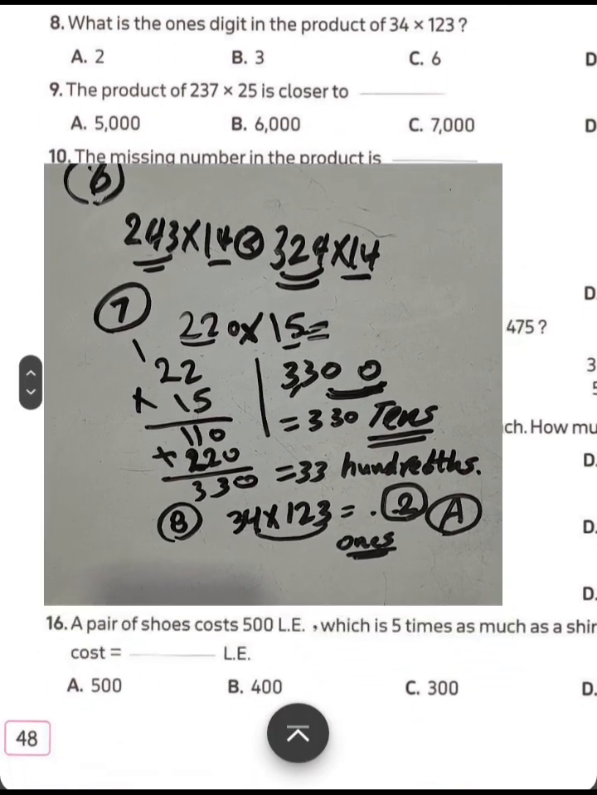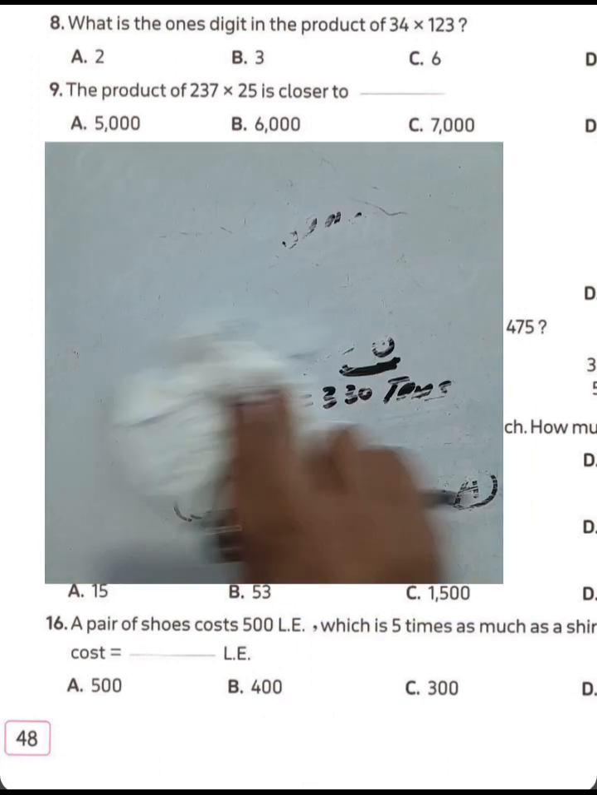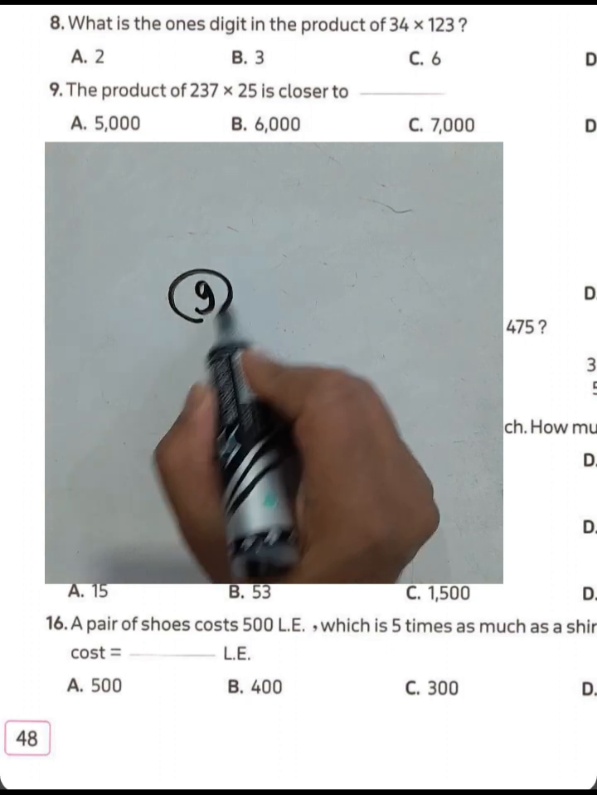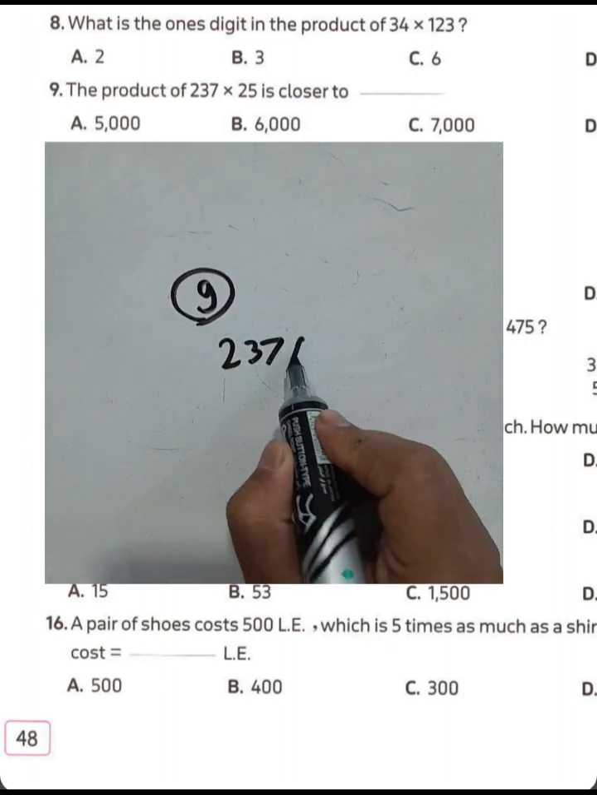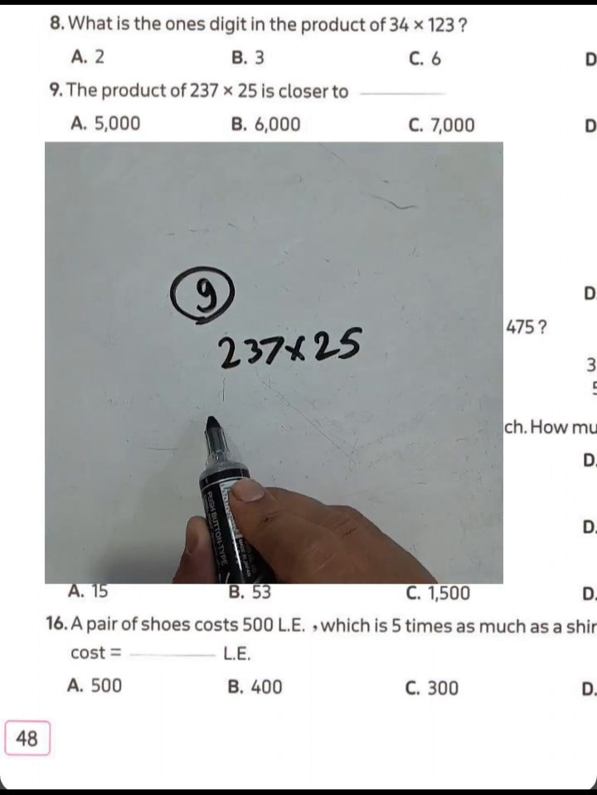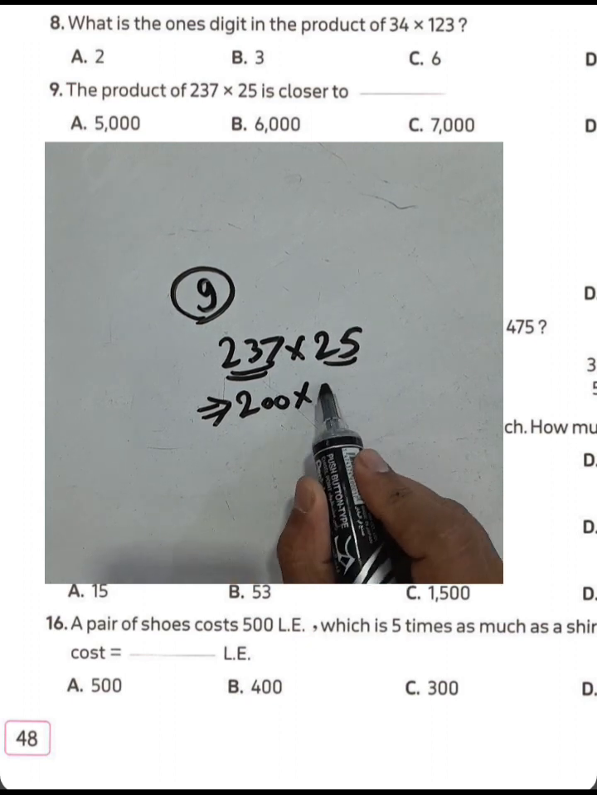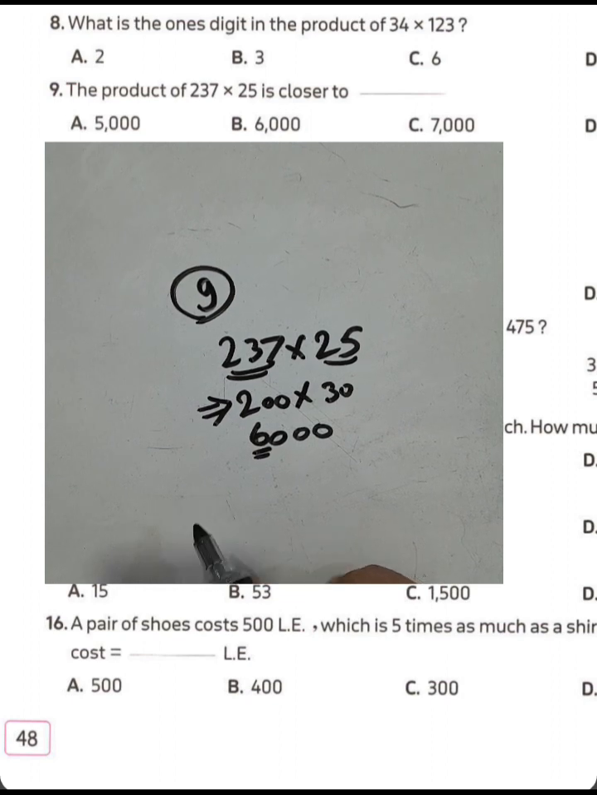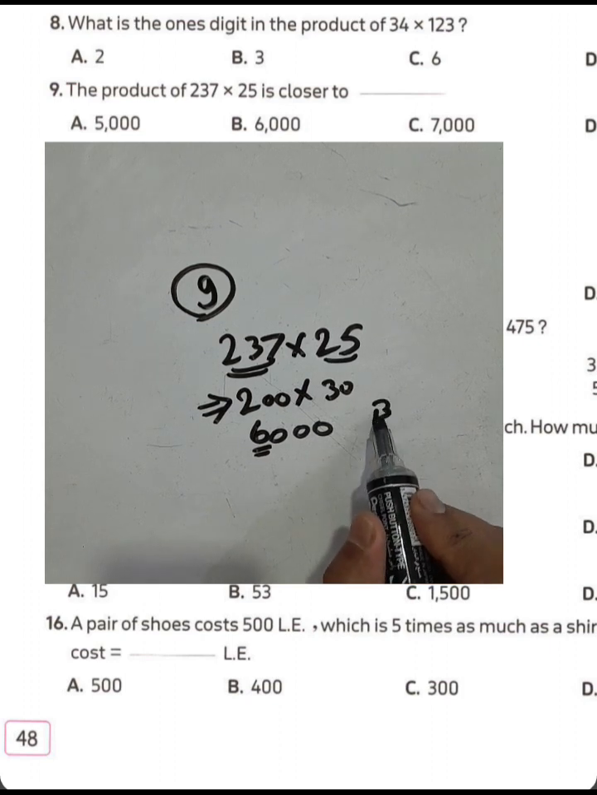Question 9. The product of 235 times 25 is closer to what? This number is closer to what? We know 237 is nearest to 200, and 25 is nearest to 30. Okay, the result will be 6,000. Again, 25 is nearest to 30. Then 30 times 200 equals 6,000. Choose letter B.